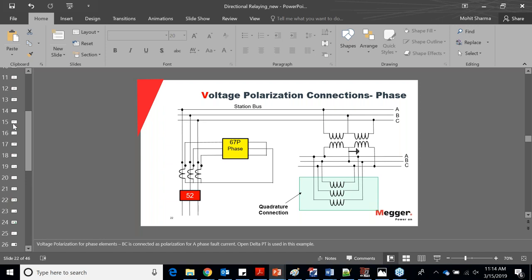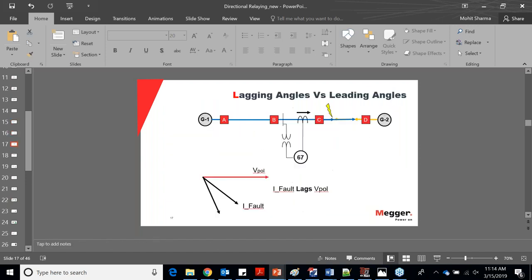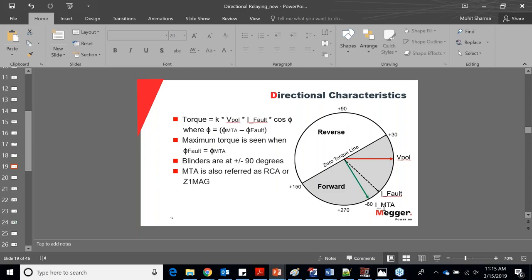Let me go back here. Let me show you really quick. Here is the MTA setting. The MTA setting is based on the polarizing quantity. So my MTA setting here is lagging by 60. So that's what it is. The MTA always lags. It looks for the polarizing quantity as the reference, and has the numbers based on the reference.